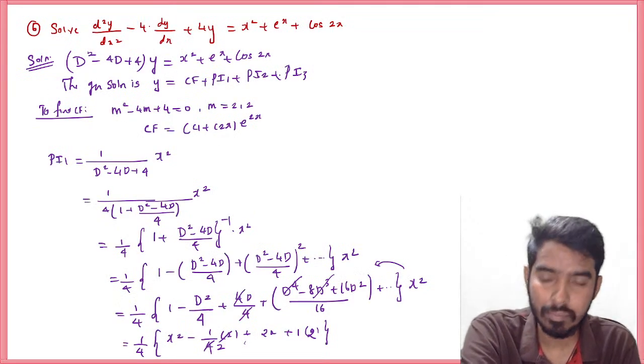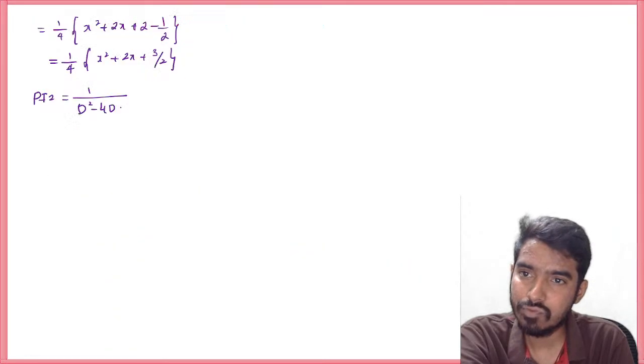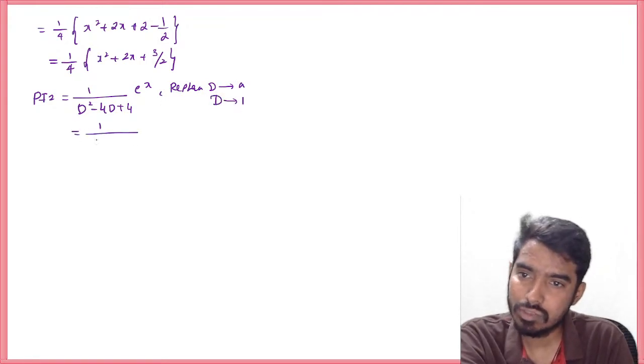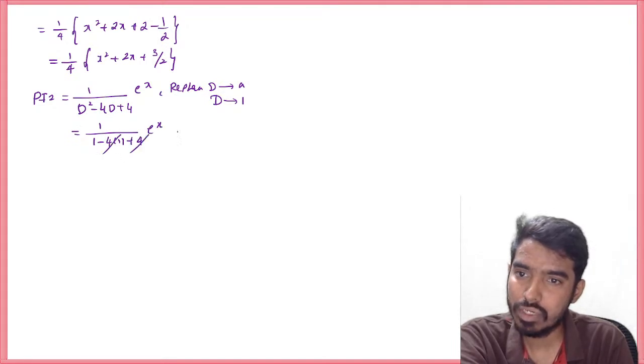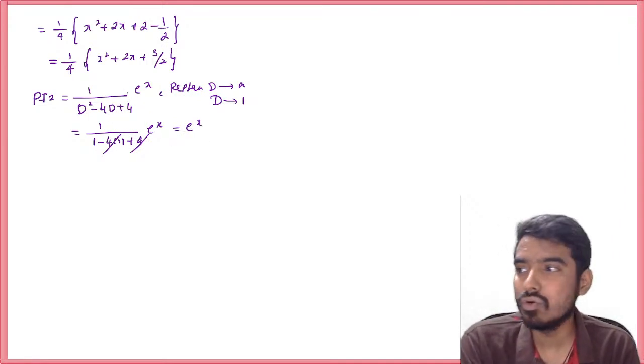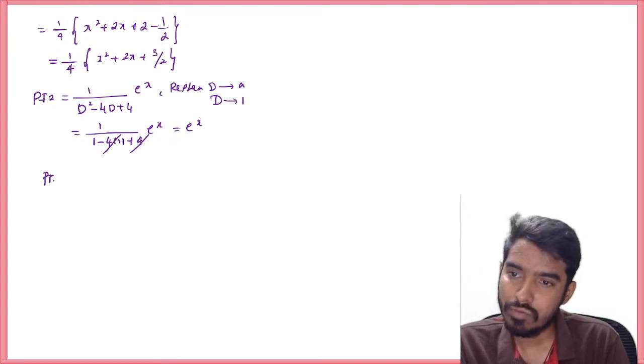Now you'll find PI2 and PI3, right? So PI2 is 1 divided by d square minus 4d plus 4 of e power x, right? So how you do in type 1? Replace d by a. So e power ax. So a is 1 here. So replace d by 1. So 1 minus 4 into 1 plus 4 e power x. So these two will get cancelled. So the denominator is non-zero. So this is what PI2 is. If it is 0, what will we do? We will multiply by x and differentiate the denominator, right? But this is not in our case. So we will find PI3 now.